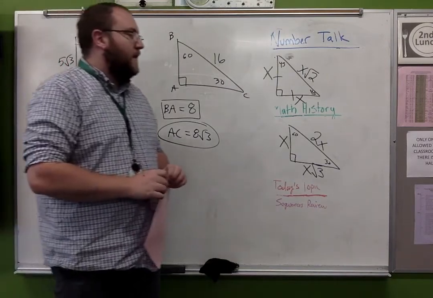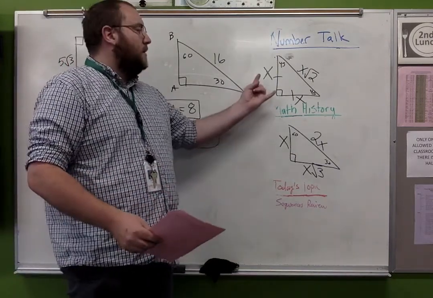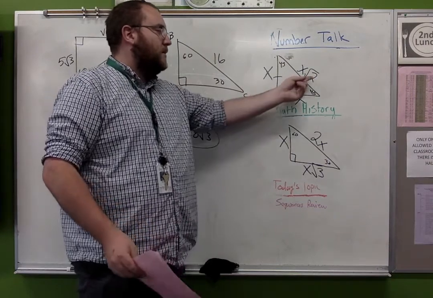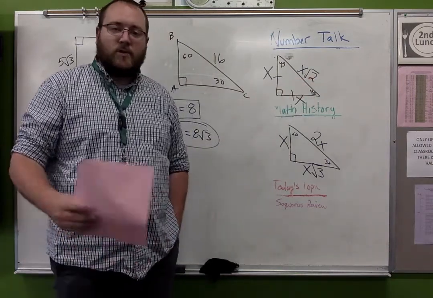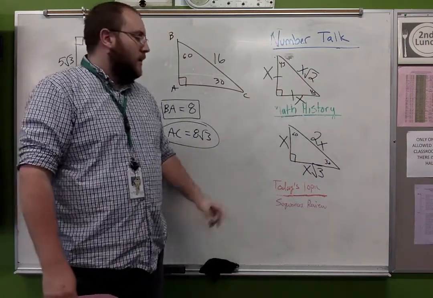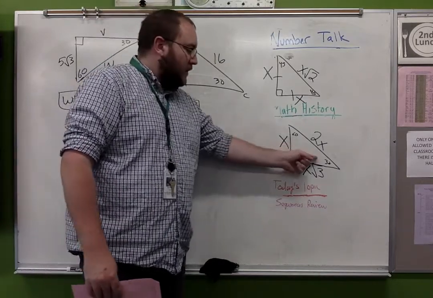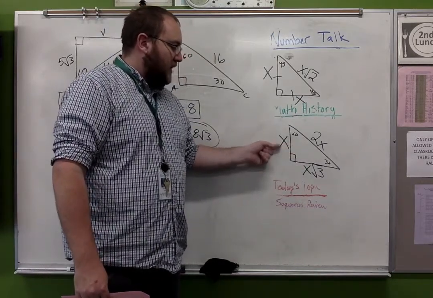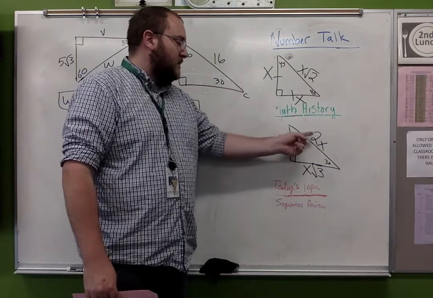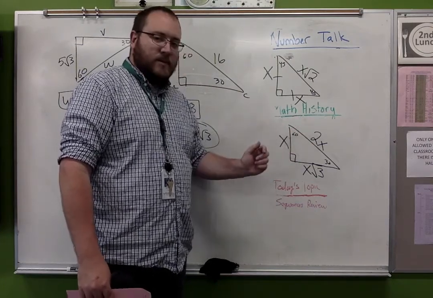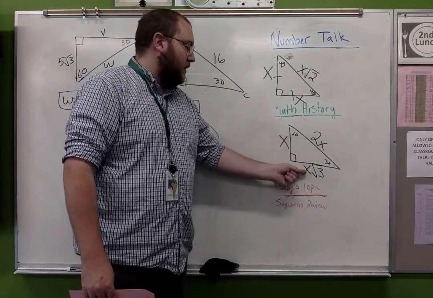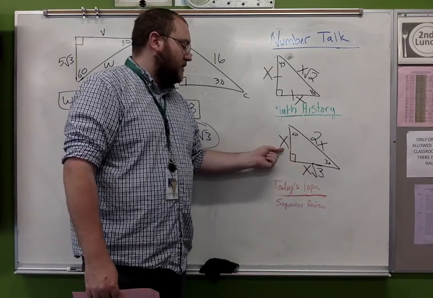Now, 45, 45, 90 isn't too bad, right? Legs are equal. Hypotenuse is the leg times square root of 2. Not too bad. It should be pretty easy to remember. 30, 60, 90. The side across from 30 is our unknown side. The hypotenuse is double the side across from 30, so times 2. And the side across from 60 is the side across from 30 times square root of 3.